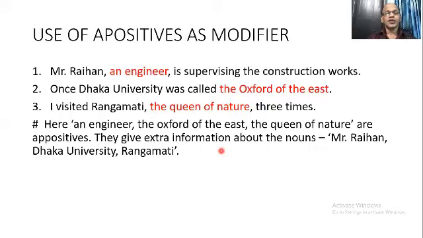Once Dhaka University was called the Oxford of the East. The Oxford of the East is equivalent to Dhaka University. I visited Rangamati. What is Rangamati? The Queen of Nature. So Rangamati and the Queen of Nature are synonymous here. These are called appositives. Here, an engineer, the Oxford of the East, the Queen of Nature are appositives. They give extra information about the nouns Mr. Raihan, Dhaka University, and Rangamati. We can use appositives as modifiers.